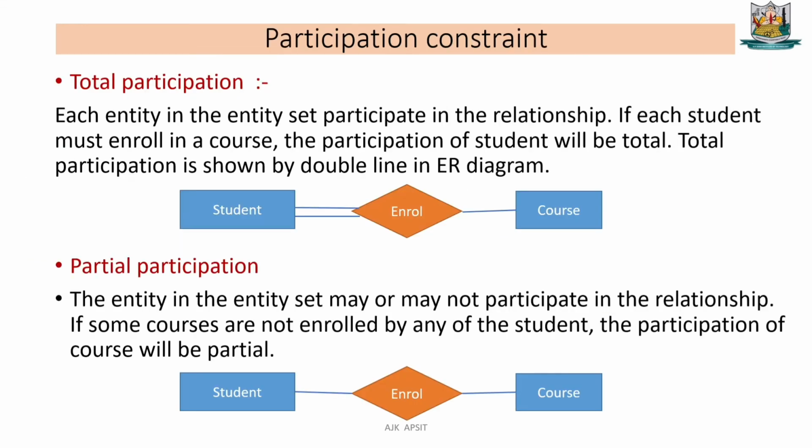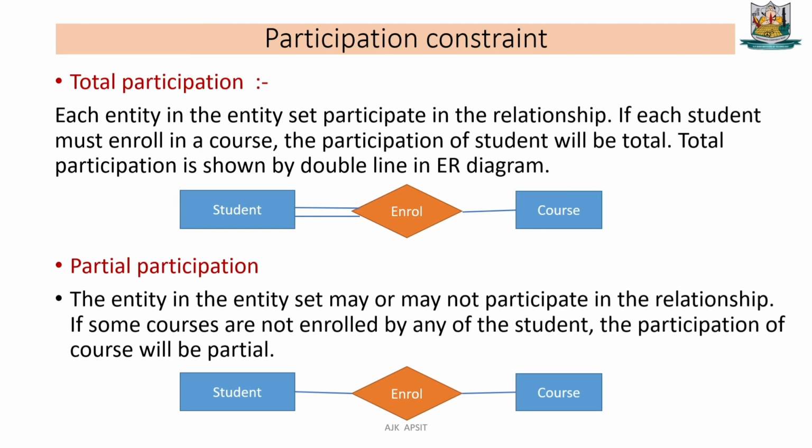Now the participation constraint. When each entity in the entity set participates in the relationship, then the participation of that entity is total in the given relationship. So here all the students are enrolled for the courses. Total, that's why the participation of the student entity is the total participation here. The total participation is represented by the double lines in the link of the relationship.